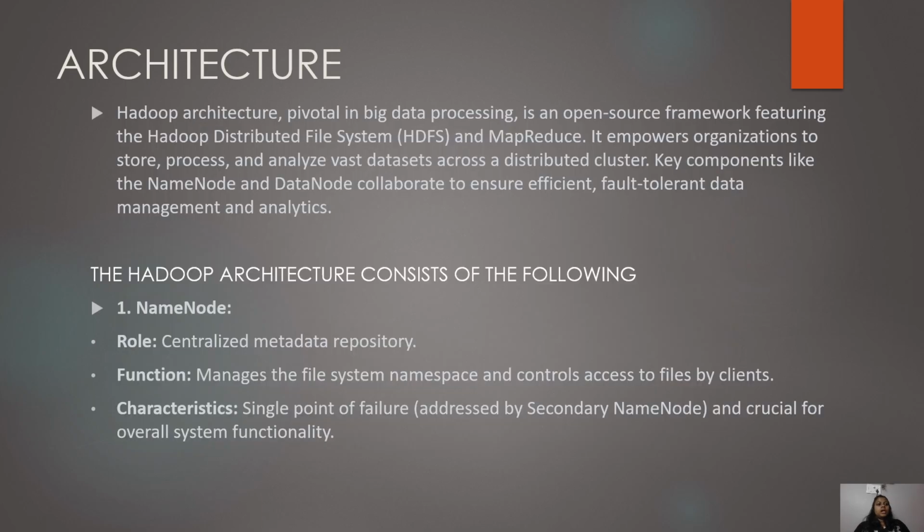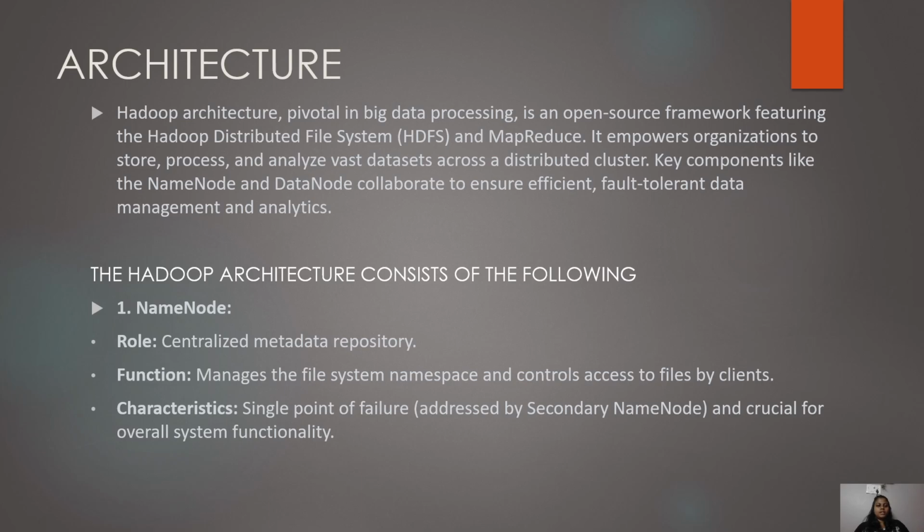Explanation. Hadoop architecture, pivotal in big data processing, is an open source framework featuring the Hadoop Distributed File System, that is HDFS, and MapReduce. It empowers organizations to store, process, and analyze vast data sets across distributed clusters. Key components like the name node and data node collaborate to ensure efficient, fault tolerant data management and analytics. The Hadoop architecture consists of the following.